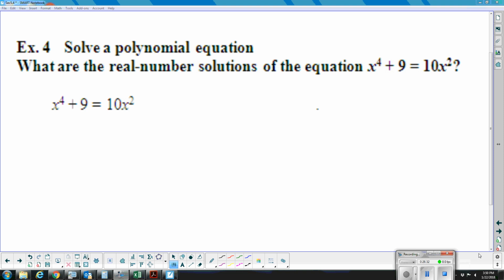All right, then these last couple examples are to solve the polynomial equation. So in this case, you are solving for x. So anytime we have to solve for x, we have to set the equation equal to 0, and then we're going to use the zero product property.